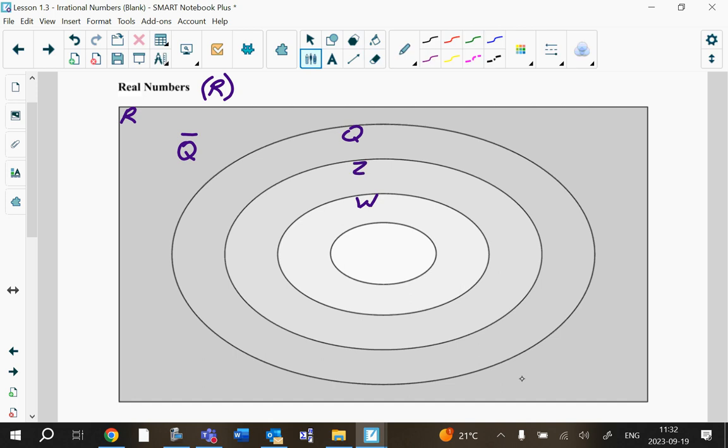And the natural numbers, well, the natural numbers, they're also whole numbers, they're also integers, they're also rational numbers, they're also real numbers. There is a group of numbers outside the real numbers, but that's sort of advanced mathematics. They're called imaginary numbers.